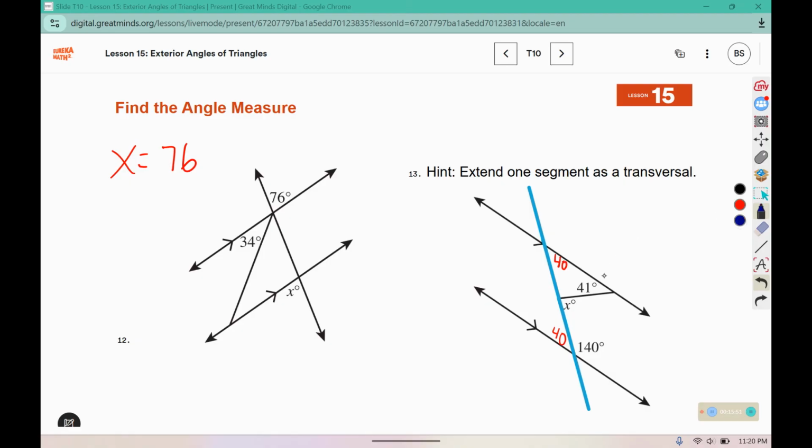And then I have the sum of the remote interior equals the exterior. So I have 40 plus 41 equals x. That means x is 81 degrees.